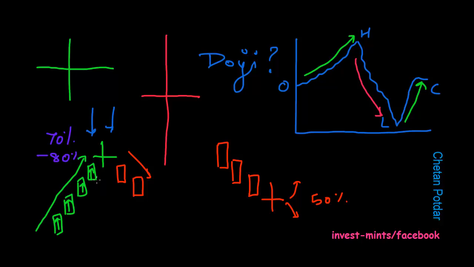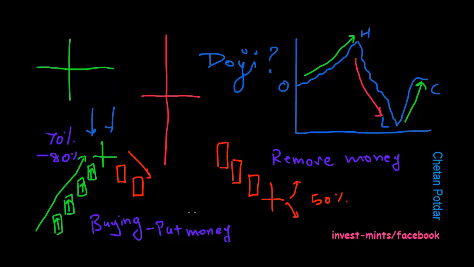For the price to go up, for the bull trend to continue, there has to be buying which has to come in, right? And for buying to come in, you need to put in money. But on the other hand, for the price to turn around and go down, all you need to do is remove money. Now, removing money is always an easier activity than putting in money, right?